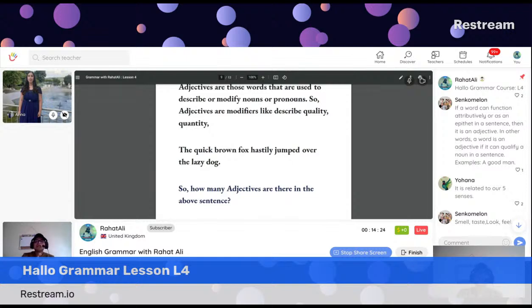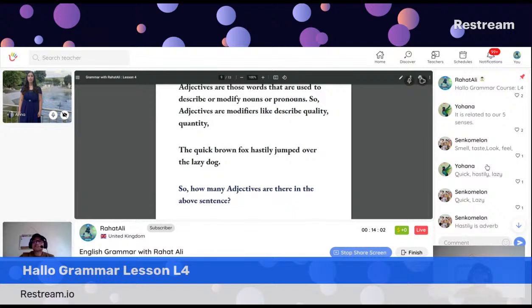So, is there any adjective in this sentence, Anna? Yeah, quick, hastily, and lazy. Okay, hastily is not an adjective. You're correct, lazy is an adjective. Quick is an adjective. Which one is the verb here? Very good. Action verb. Johanna, hastily is not an adjective. I think hastily is an adverb.